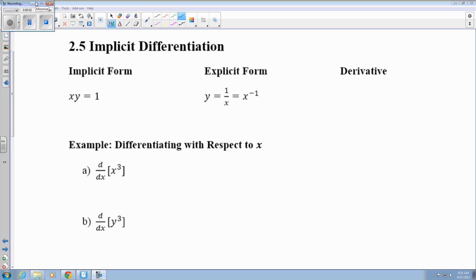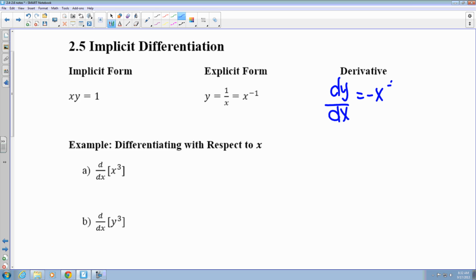Alright, today we are working on section 2.5, which is implicit differentiation. Now the difference between implicit and explicit differentiation is that implicit often has x and y on the same side, and we're still needing to solve for y. The explicit is what we've been working with so far, where it's always y equals, and we have everything in terms of x. Now the derivative of the explicit form of this one we know is negative x to the negative 2, or negative 1 over x squared.